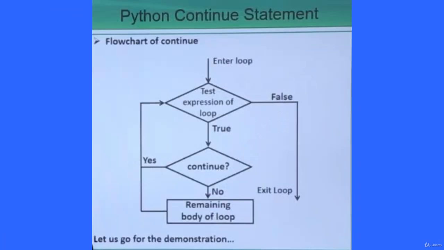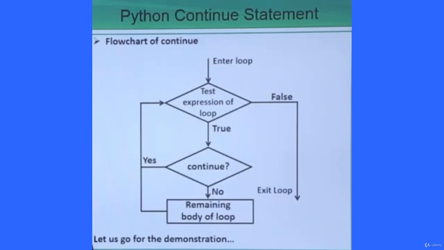So, the flowchart of the continue. Here the control will come, and the test expression of the loop will be tested. If the condition is false, then exit from the loop will take place. If the condition is true, then it will check whether continue is there or not. If continue is there, then again the test expression of the loop will get executed. The remaining part of the body of the loop will remain unexecuted for that iteration only.